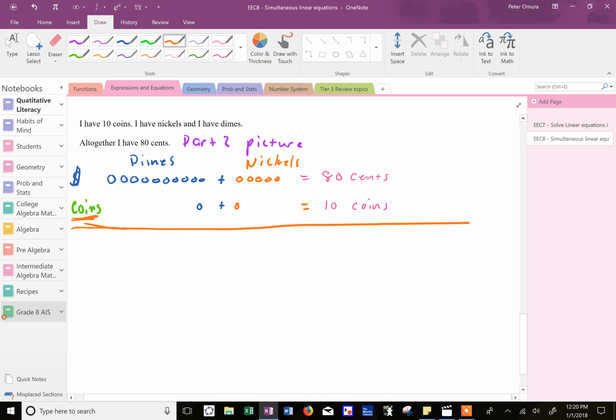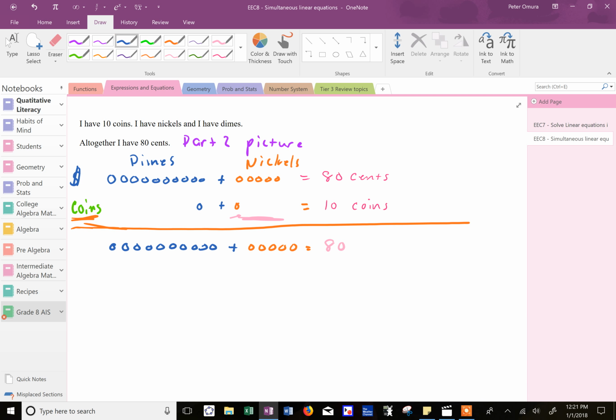I'm going to redraw my dimes. So 1, 2, 3, 4, 5, 6, 7, 8, 9, 10. Plus, and I'm going to redraw my nickels. I have my 5 nickels. And that was equal to 80 cents. I'm just going to write 80. I'm going to say, well, what if I got rid of my nickels? So I'm going to multiply this by 5.